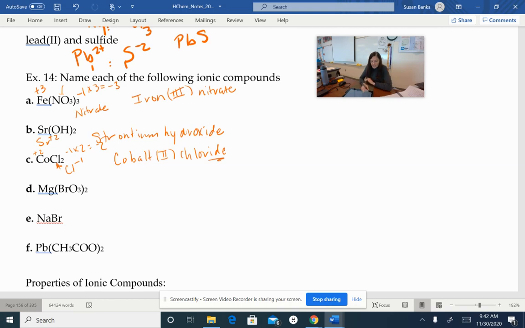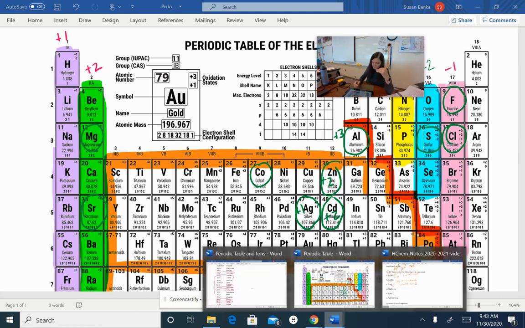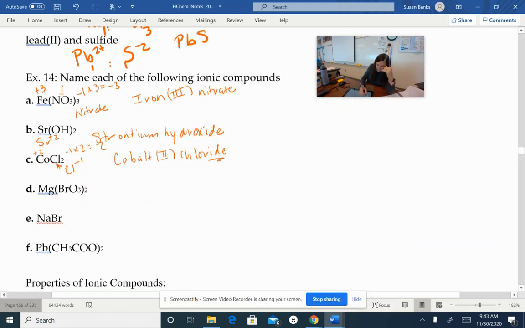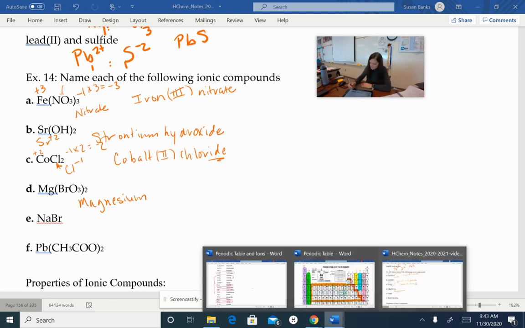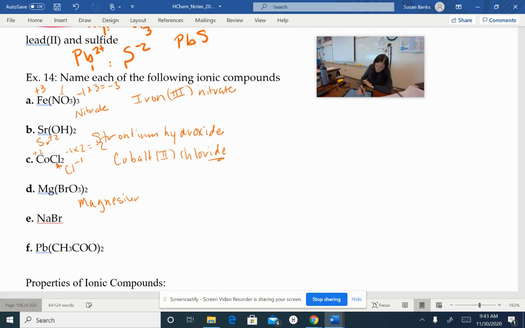Okay. Mg, magnesium, is not a transition metal. So I don't need Roman numerals. I can just say magnesium. And then, what's BrO3? Let's look at our polyatomics. BrO3, it's bromate. So this is going to be magnesium bromate. Now, no, you don't need to capitalize the bromate. I just am in the habit of capitalizing both.